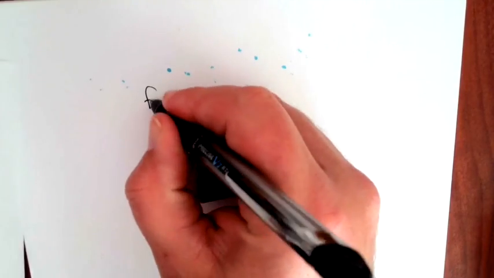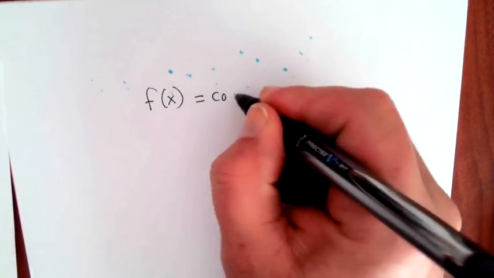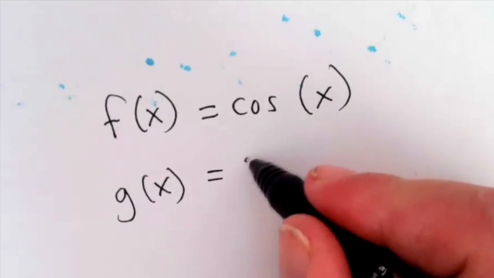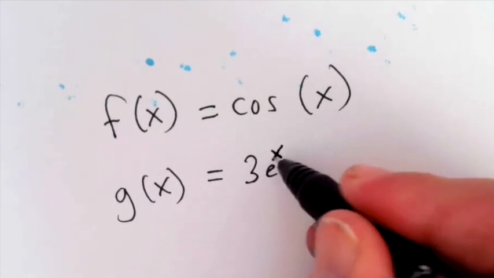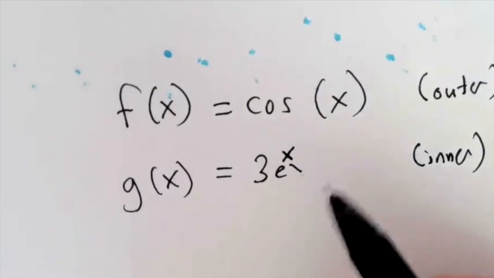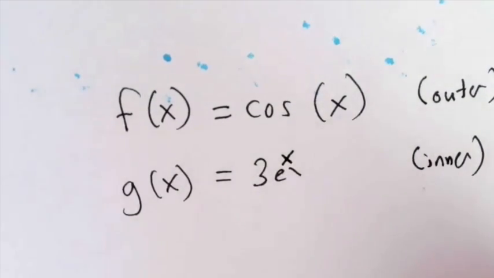So my f of x here, my outer function, will be cosine of x. And my g of x, my inner function, will be 3 times e to the x, not 3 times e x, 3 times e to the x. If I plug 3 times e to the x in for x, I'll get what I started with.